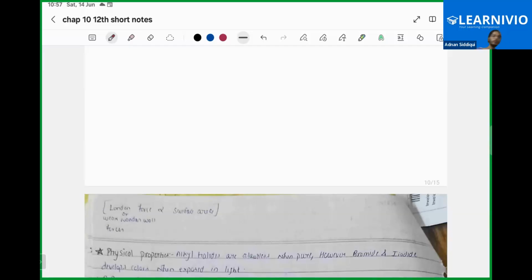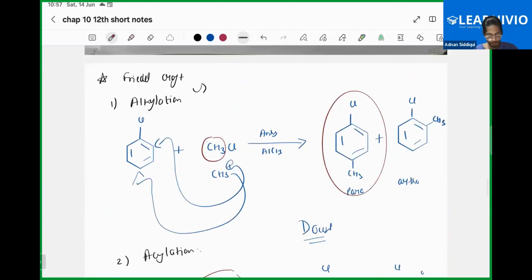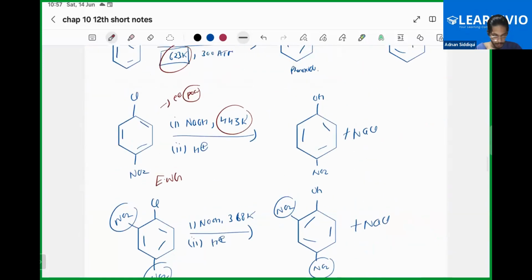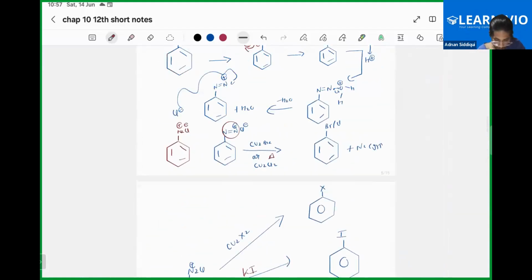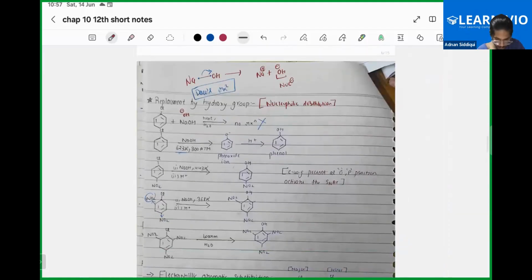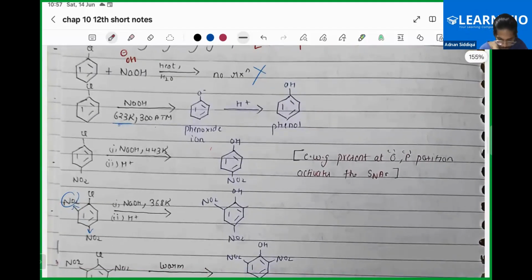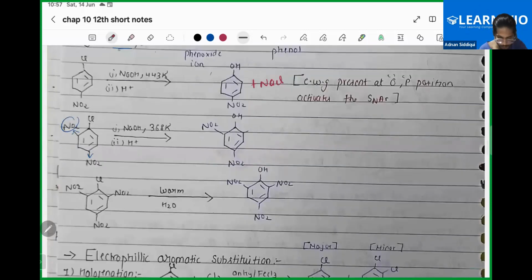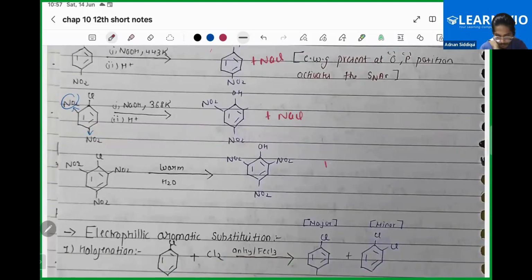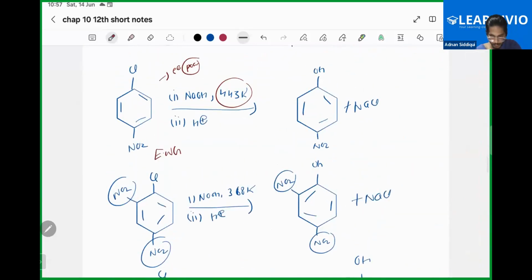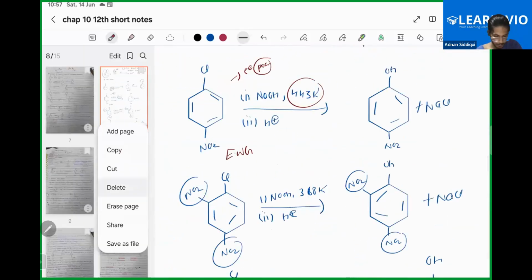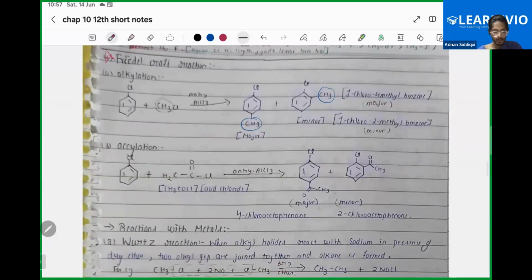Okay. All right. Now, see, let me do one thing to reduce the page number. Let me remove this page.